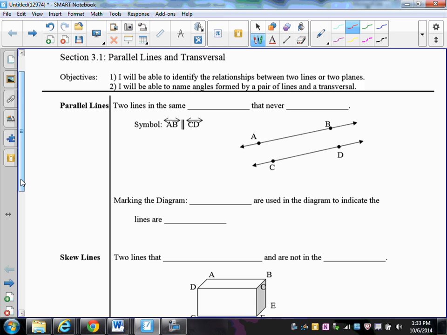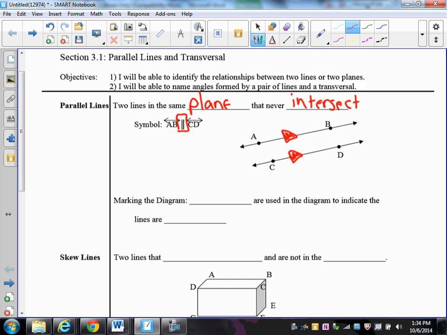First thing we define is parallel lines. They are two lines in the same plane that never intersect. So most of you should be familiar with parallel lines from Algebra 1. They have this symbol, which is an arrow that's shaded in. That's what it looks like on the actual line.